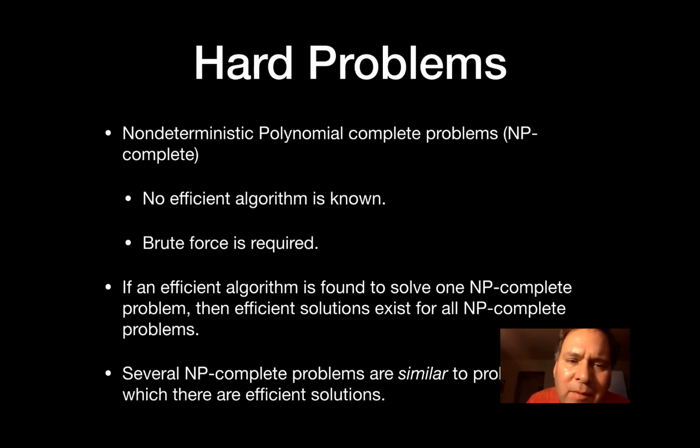And there are hard problems, non-deterministic polynomial complete problems, or NP-complete. No efficient algorithm is known, and the only resort is brute force. And if an efficient algorithm is found to solve one NP-complete problem, then efficient solutions exist for all NP-complete problems. And there are several NP-complete problems that are similar to problems for which there are efficient solutions. So there's kind of a light at the end of the tunnel.